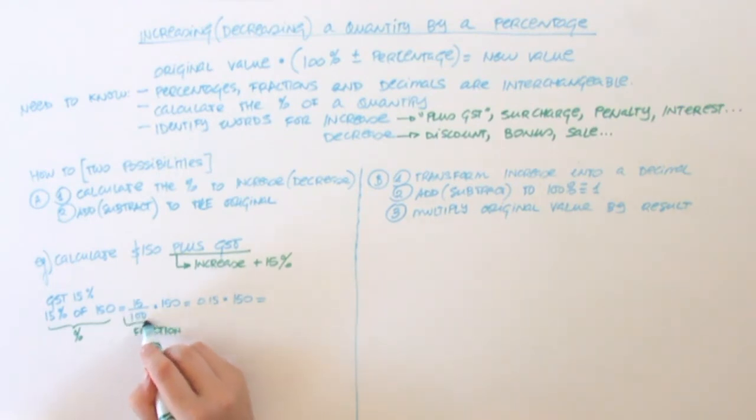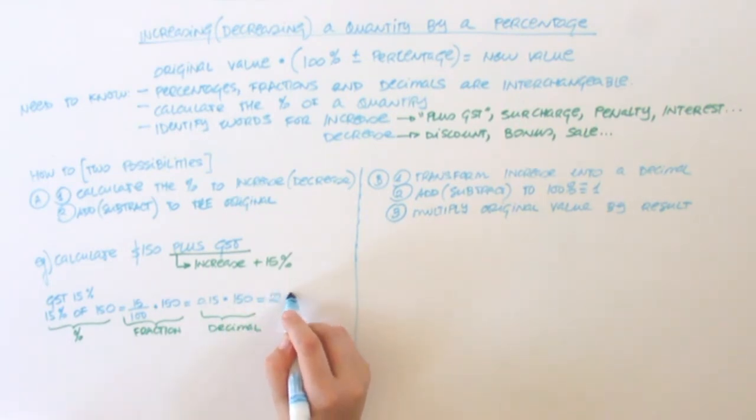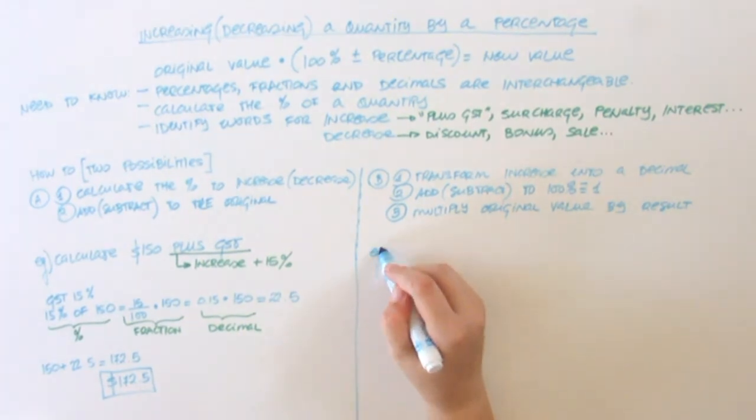Regardless of the method I use, that gives me 22.5. So then I will, in this case, add that value to the original, 150 plus 22.5, that gives me 172.5. So because we're talking about dollars, I would put the dollar sign in my result, $172.5, and I box it.